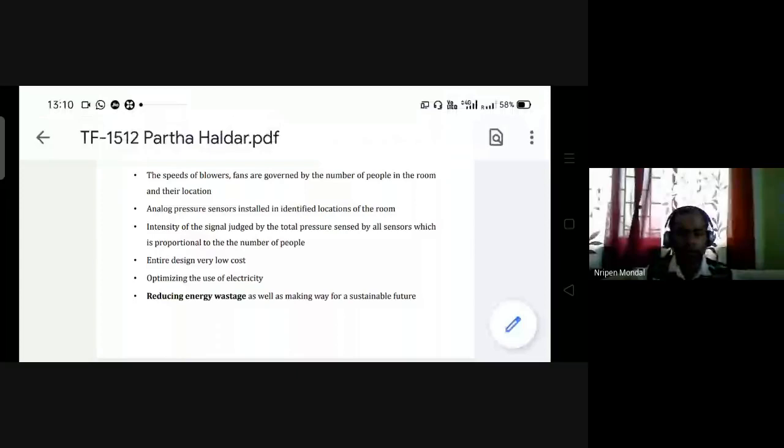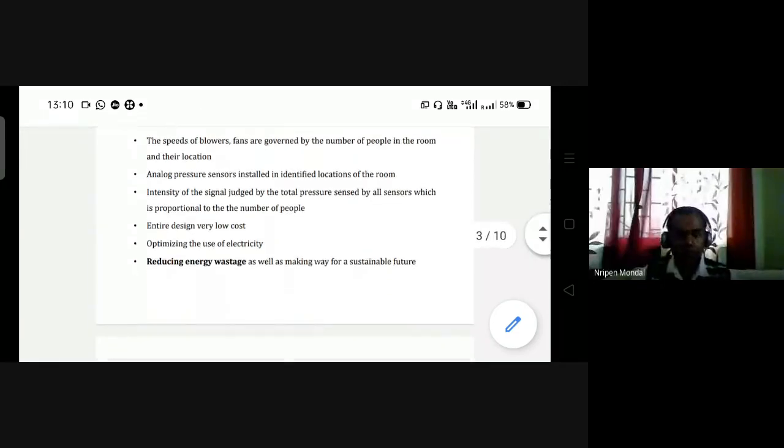And obviously, this design itself is a very low cost design. As a result, we can optimize the use of electricity. Reduction in energy waste can be achieved for a sustainable future.